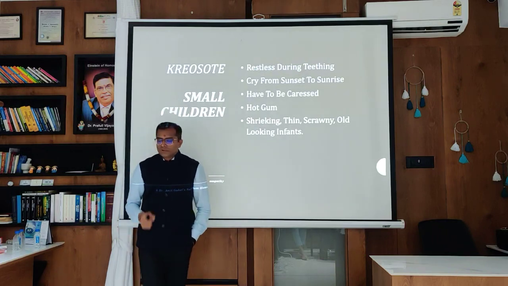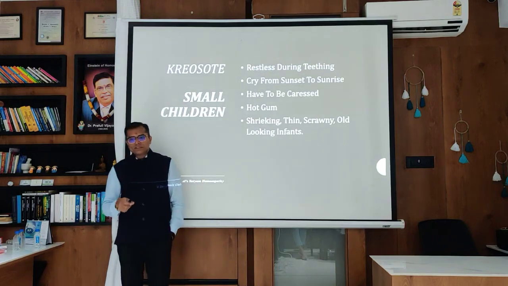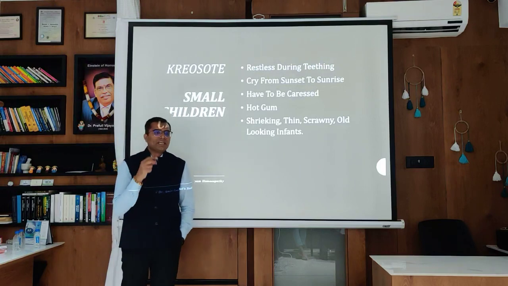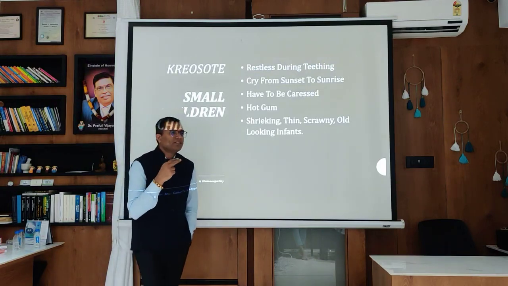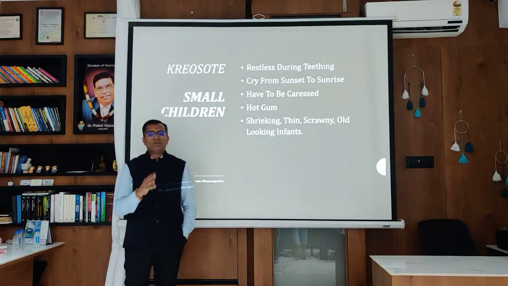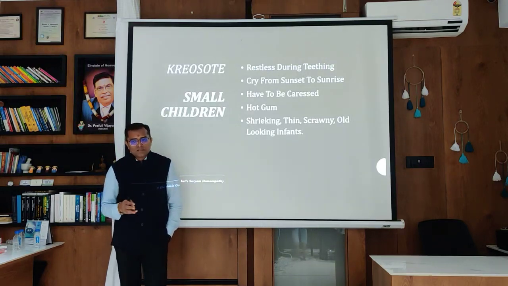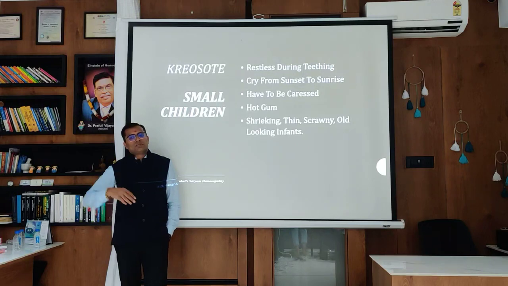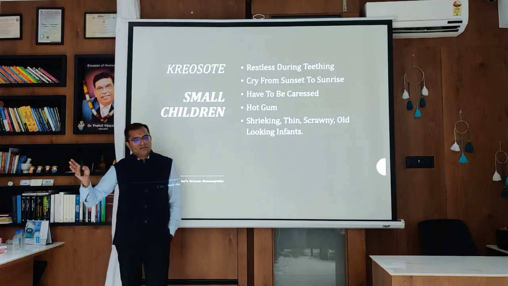In small children, when you think of creosote, there is decay of the teeth. Teeth decay as soon as they appear. There are bleeding gums, shrieking, thin, scrawny, old-looking infants. They cry from sunset to sunrise. Okay.